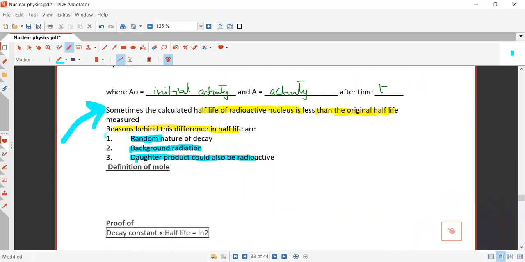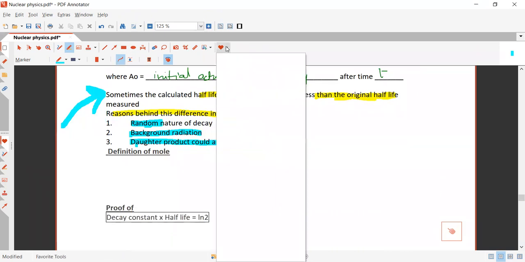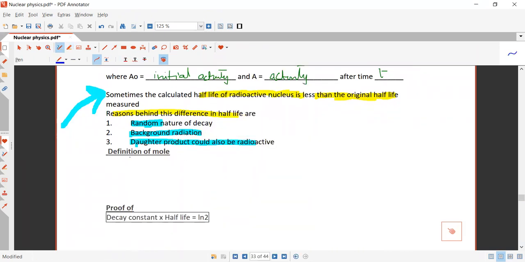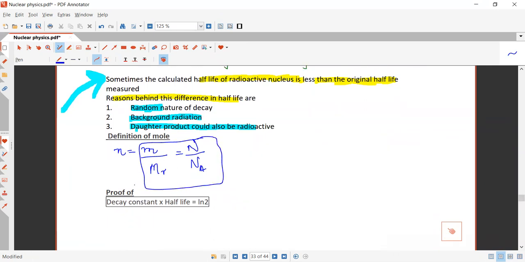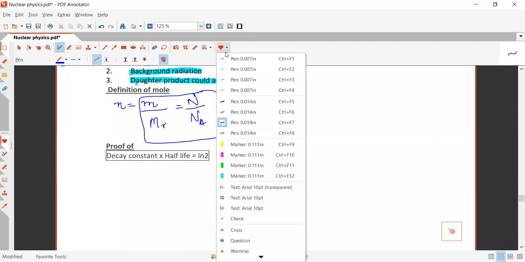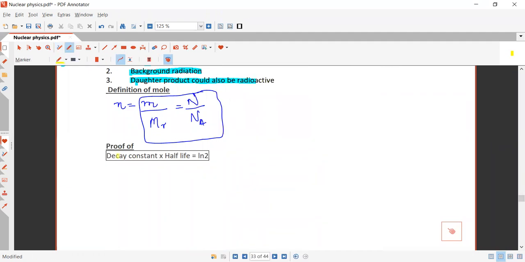Okay, now let's go to the definition of the mole. Yes, students, you know it from chemistry. Mole is defined as mass in grams over molar mass. It can also be defined as number of particles divided by the Avogadro constant. So we have this formula finally being formed. And now this proof is asked for 3 to 4 marks in the exam. They ask: prove that decay constant multiplied by half-life is equal to natural log 2.